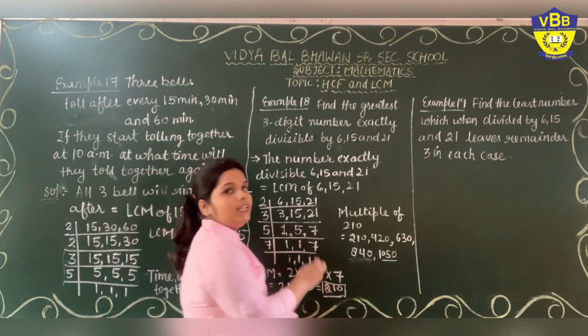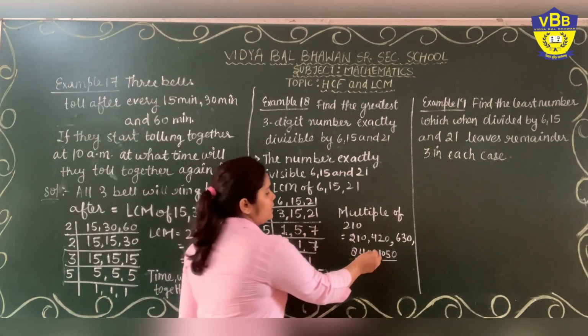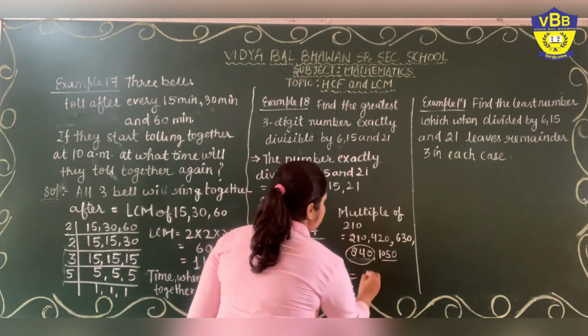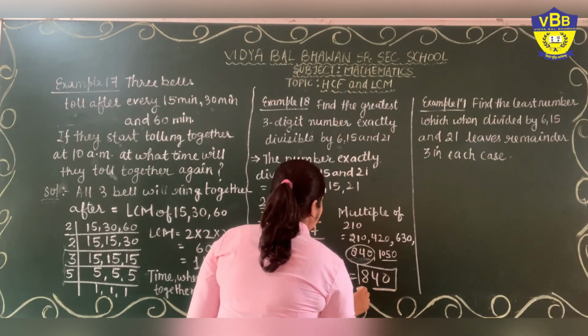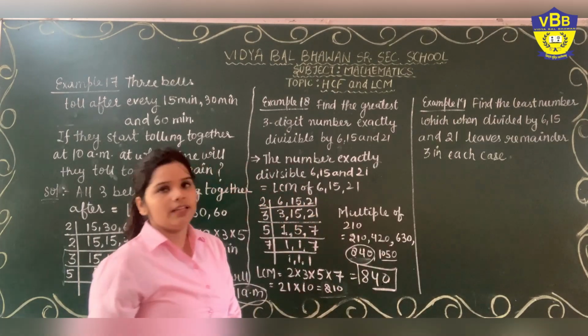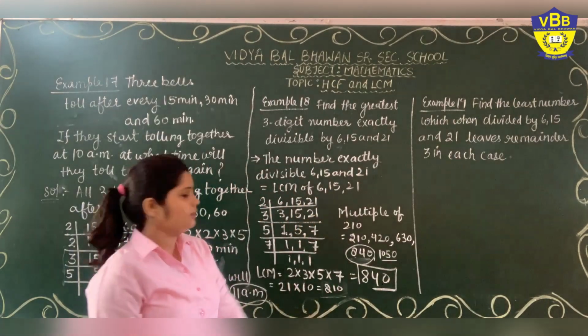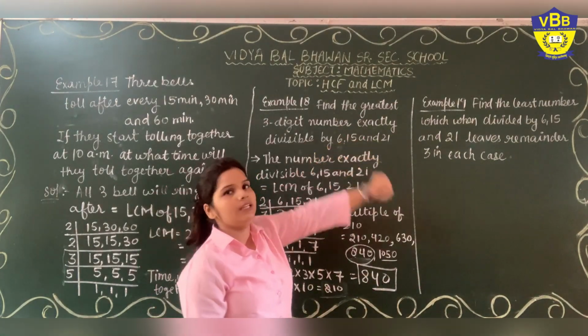So what is the greatest 3-digit number coming in the table of 210? That is 840. So the answer will be 840 because it is coming in the table of 210, which is the greatest 3-digit number. So this is it. This will be completely divisible by 6, 15 and 21.